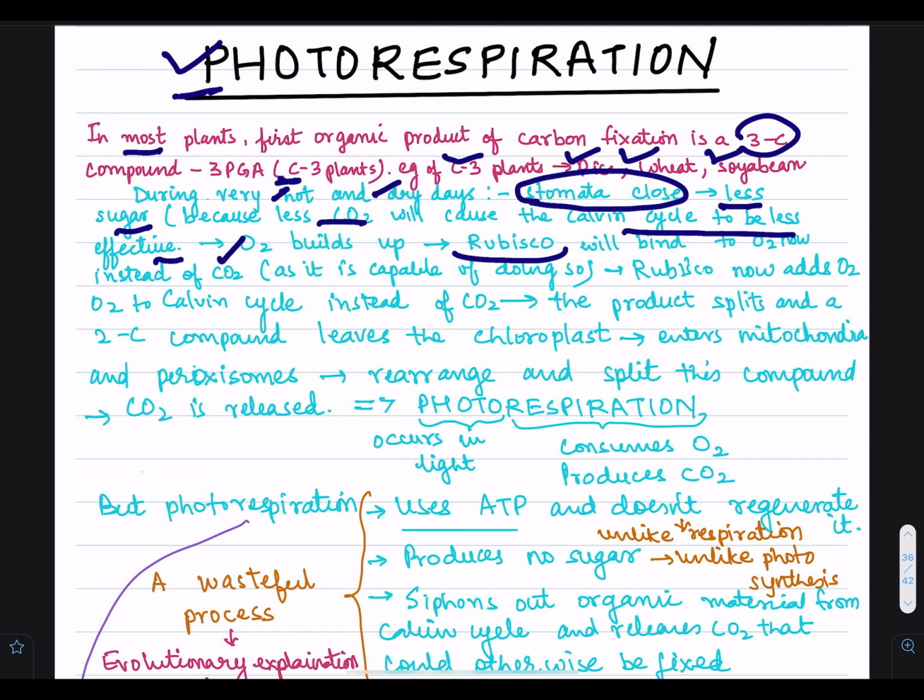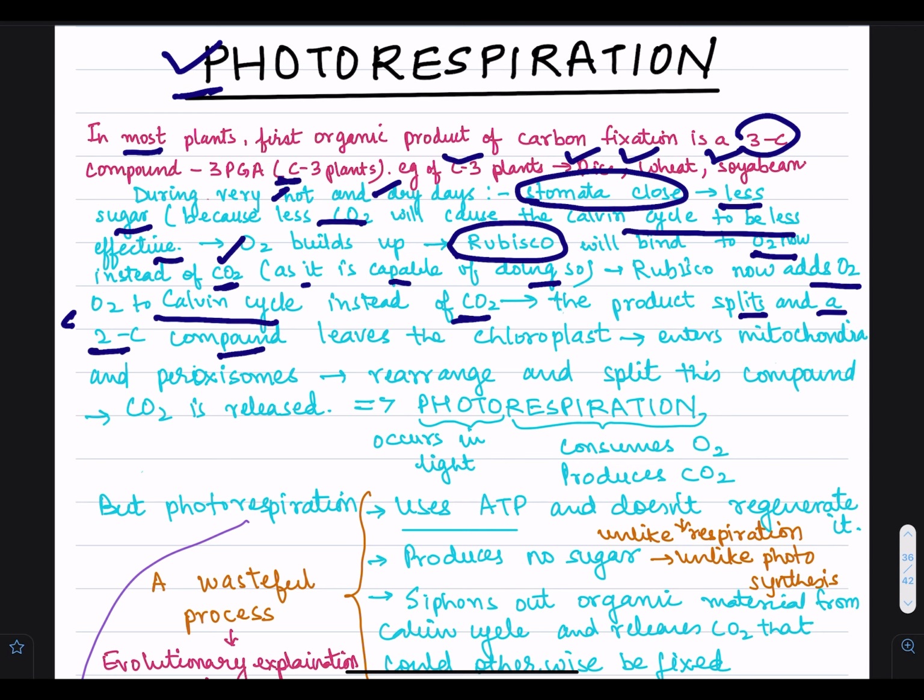The enzyme Rubisco, as we have seen in my previous videos, will bind to oxygen now instead of carbon dioxide. Because Rubisco is capable of binding with oxygen too, it now binds with oxygen instead of carbon dioxide. Rubisco now adds oxygen to the Calvin cycle instead of carbon dioxide. Then a product is formed which splits, and then a two carbon compound is formed, because we are getting one carbon less from carbon dioxide.